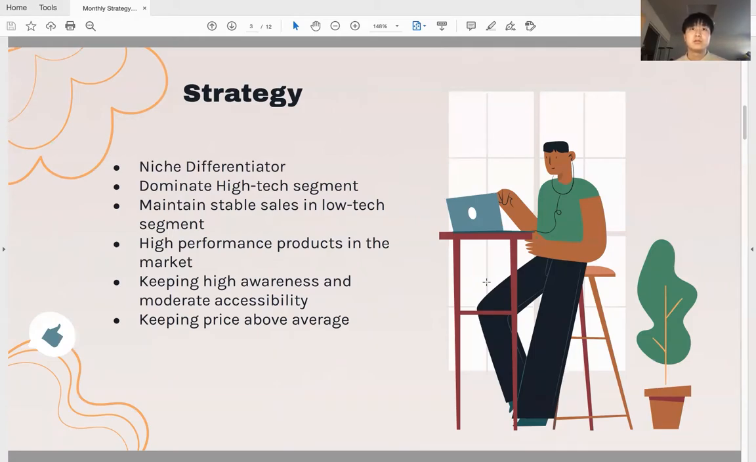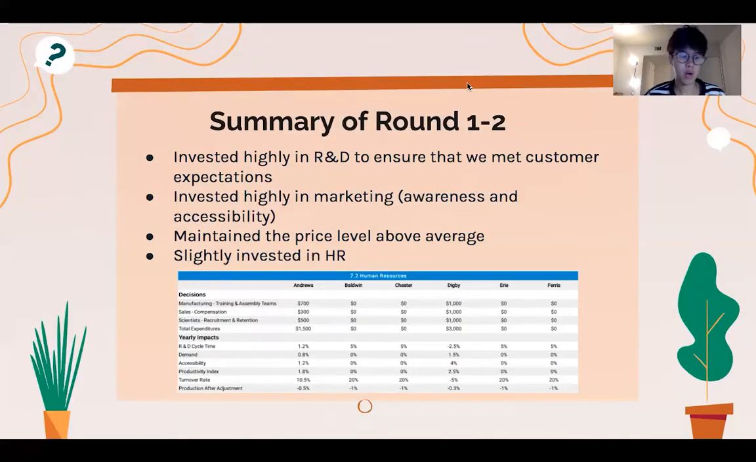Following this strategy, we make the high-tech product, which is Able. The average price we set for Able is $40. Because Able is a high-tech product, we keep high performance and we put a lot of money in HR and product marketing. We want our product to get customers' liking. So our first launch product was named Able.